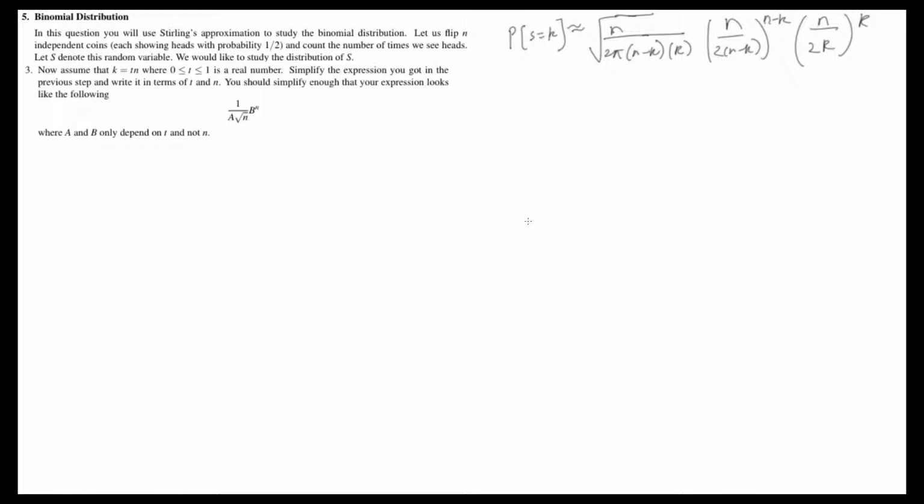So now we're on part 3 of question 5 on homework 13, and for convenience I've written down the equation which we got for part 2, right? So now we are given that k is equal to tn, but t is a fraction from 0 to 1, so a real number from 0 to 1, and we're trying to simplify the expression which we got here in terms of this new thing.